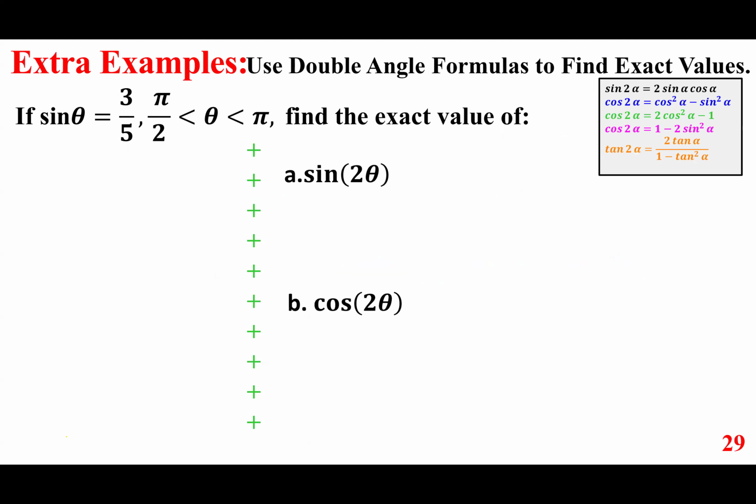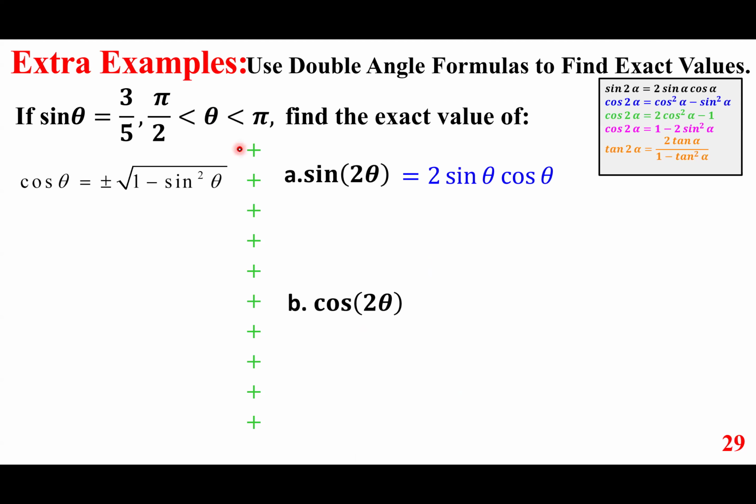Let me look at this example as well. Sine theta is 3 over 5, and theta is between pi over 2 and pi, which means it's in the second quadrant, and we want to find sine 2 theta and cosine 2 theta. First and foremost, sine 2 theta is 2 sine theta cosine theta. Cosine 2 theta is cosine squared minus sine squared. We have sine, so we have to find the cosine.